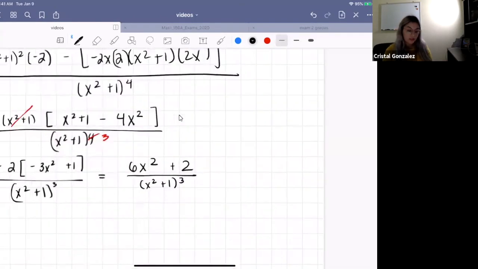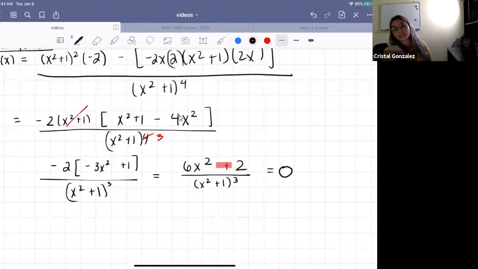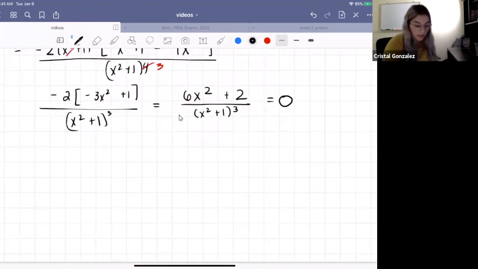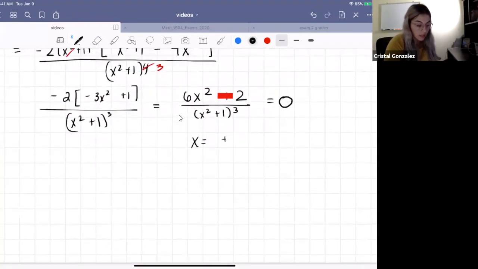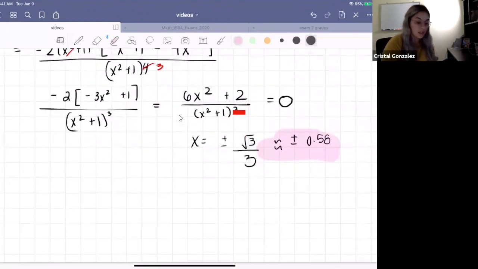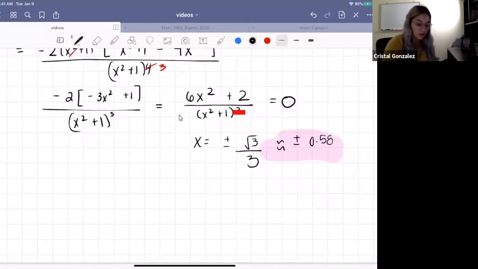And remember that for our second derivative, in order to find the inflection points, we need to set it equal to 0. And when we do that, you should end up with x equaling plus or minus √3/3, which is approximately plus or minus 0.58. So hopefully you got that as well. So these are our inflection points, and now we want to test for concavity.